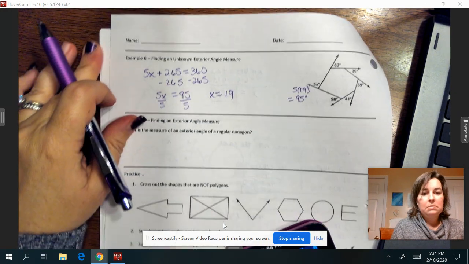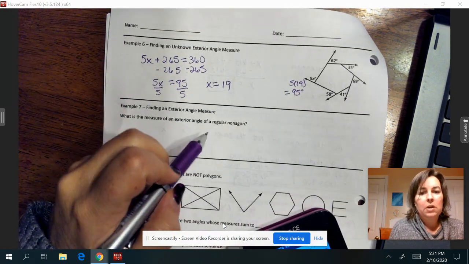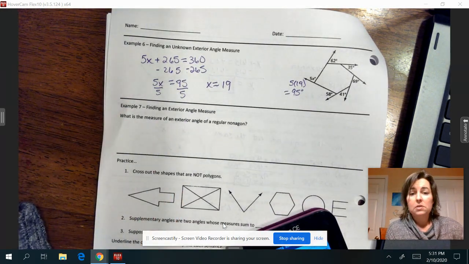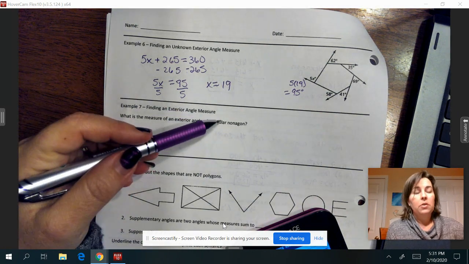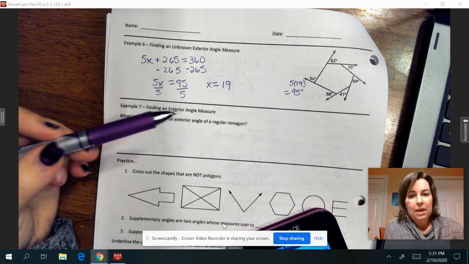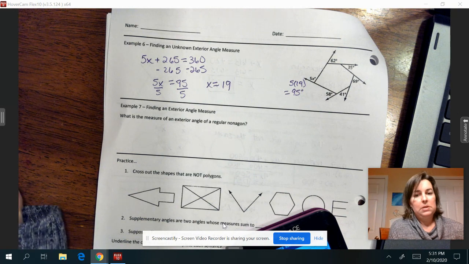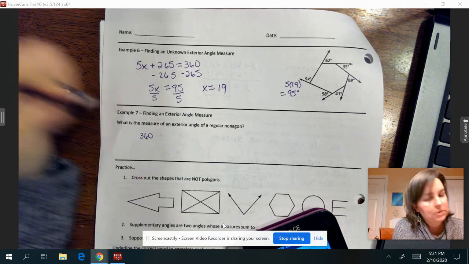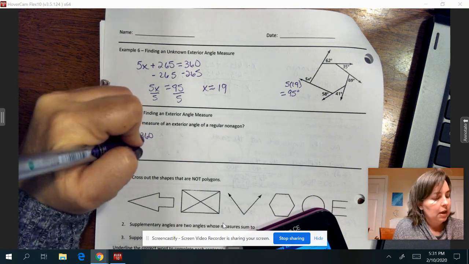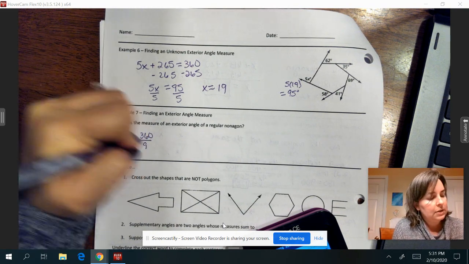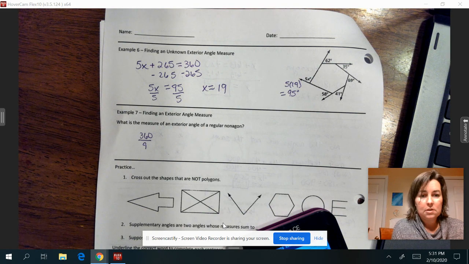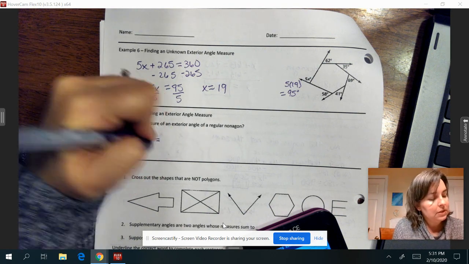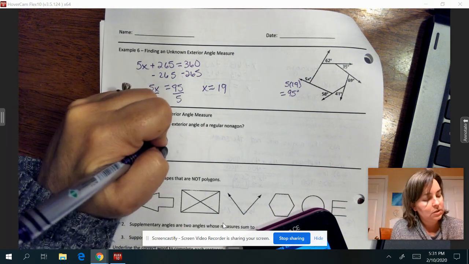Now it says, what is the measure of an exterior angle of a regular nonagon? Remember, regular means all the angles and all the sides are the same. So if all the interior angles are the same, the exterior angles are also going to be the same. So let's see here. I know that all of them should add up to 360. And a nonagon, I know, has 9 sides and 9 angles. So you just take 360 and divide it by 9, which is 40.